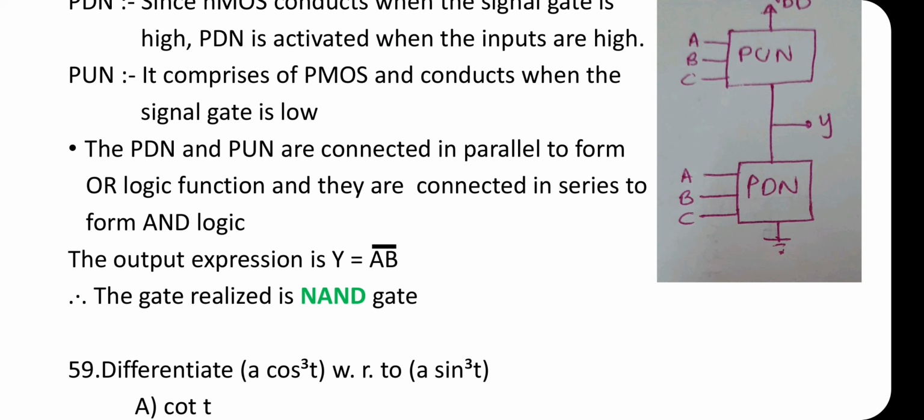The PDN and PUN connected in parallel form OR logic function. They are connected in series to form AND logic function. The output expression of the given circuit Y equal to A B bar. Therefore, the gate realized is NAND gate.